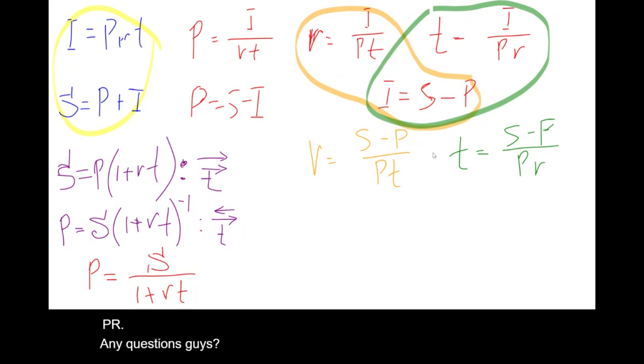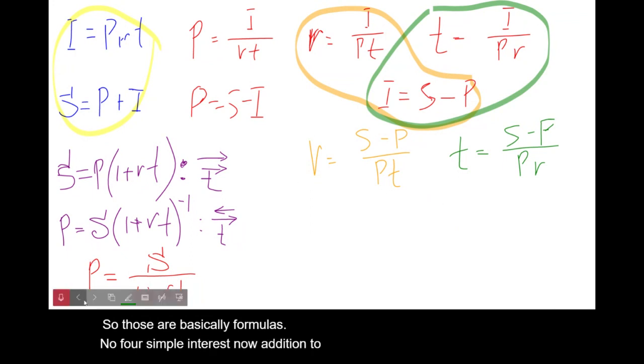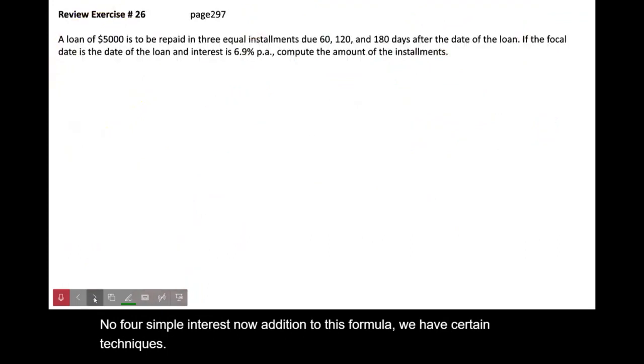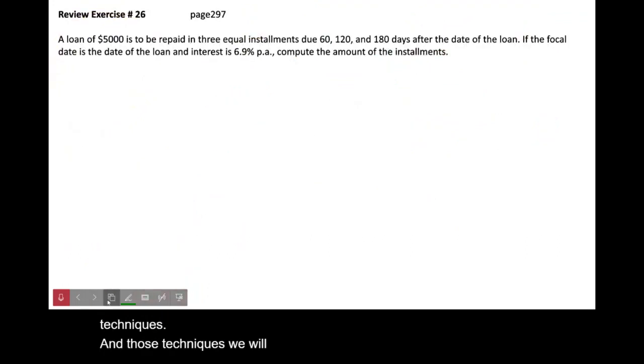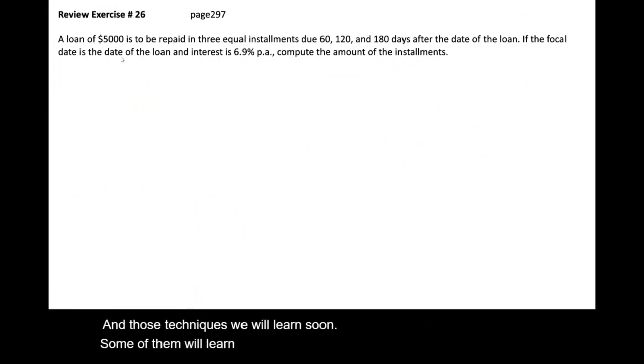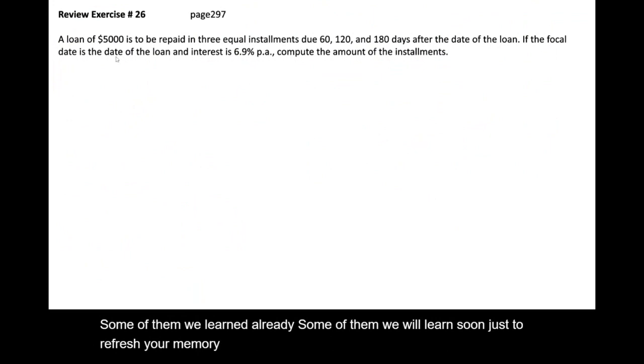So those are basically formulas for simple interest. Now, as an addition to these formulas, we have certain techniques, and those techniques we will learn soon. Some of them we learned already, some of them we will learn soon. Just to refresh your memory here, I have a question.